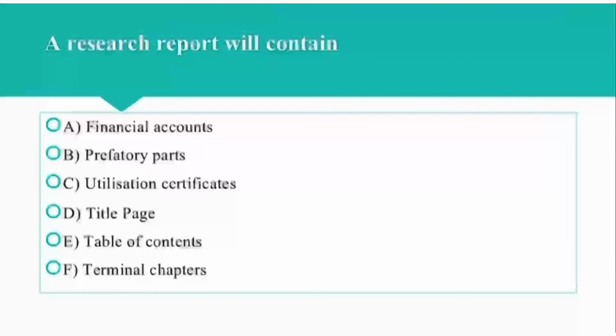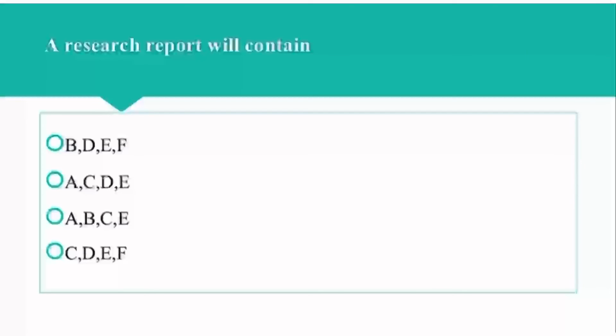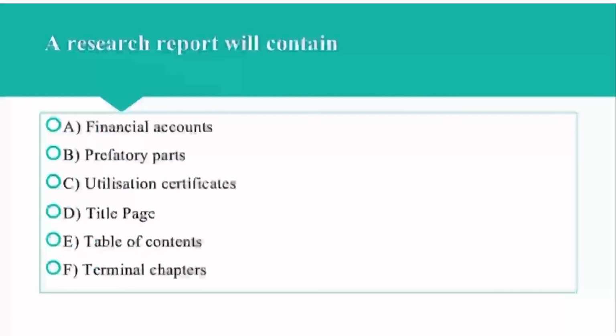Last question. A research report will contain A, financial accounts, B, prefatory parts, C, utilization certificate, D, title page, E, table of contents and F, terminal chapters. Answer codes are also given here. These are the options. This is the answer code. Okay, now we'll see. Option A, financial accounts, we will not include that in research report. So that is ruled out.